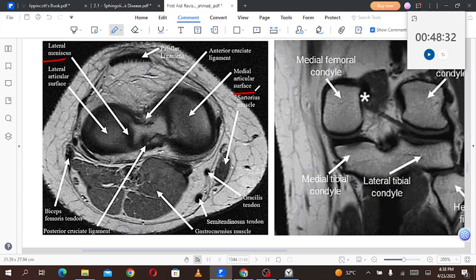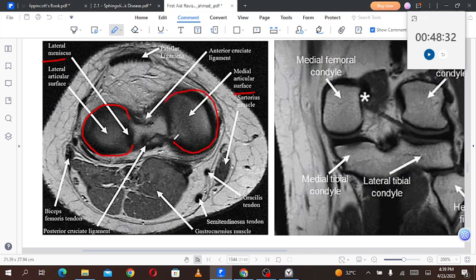So these are basically semicircular structures which are basically giving a smooth surface for articulation. You may say that they're just like the glenoid labrum which we saw in the glenohumeral shoulder joint. So there's something like that. Just forget about these. This is the lateral meniscus, and here we have the medial meniscus.